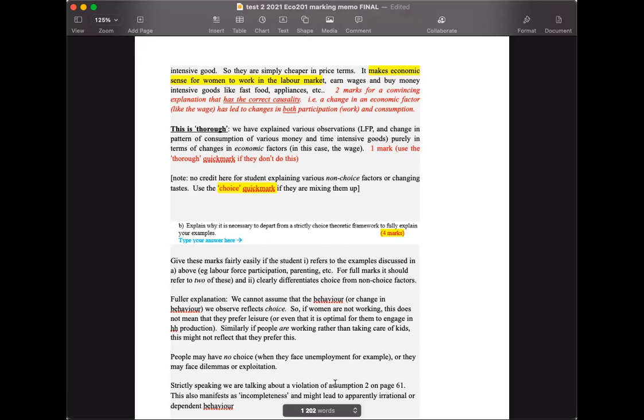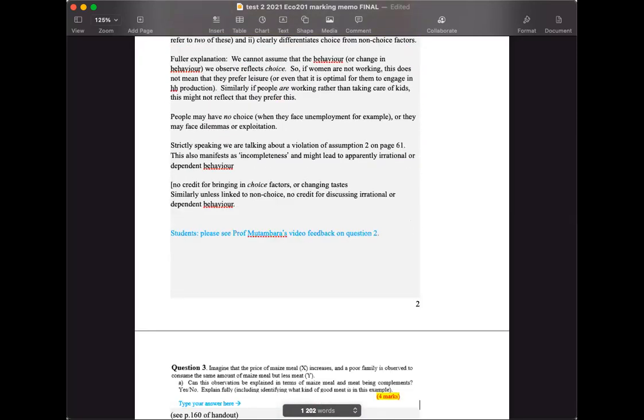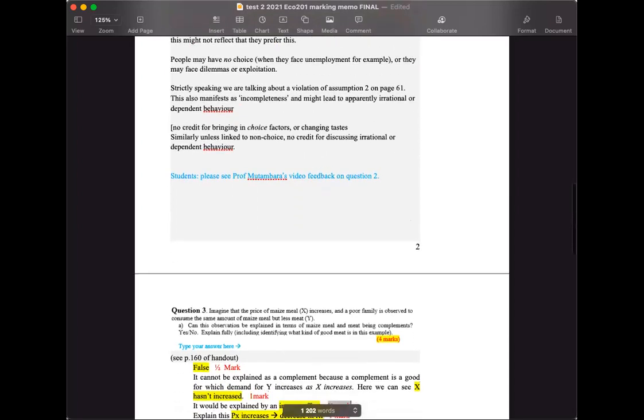So we are talking about a violation of assumption here on page 61. So this manifests as incompleteness and may lead or might lead to apparently irrational or dependent behavior.